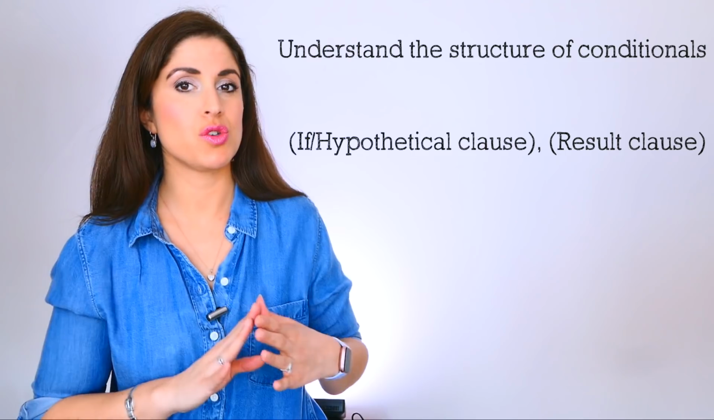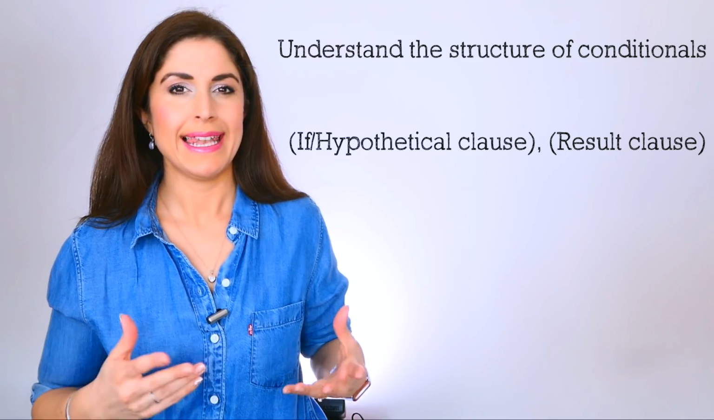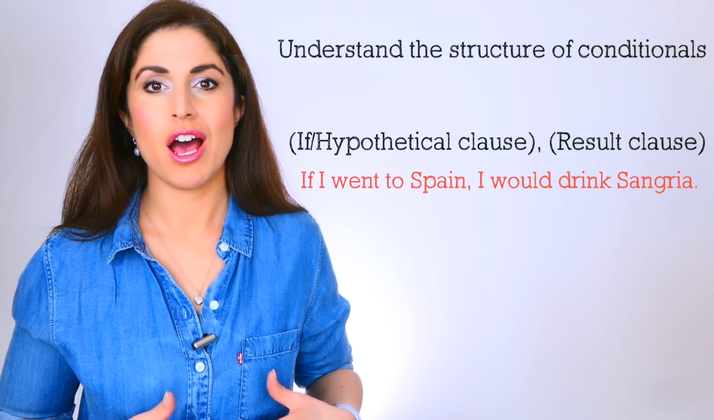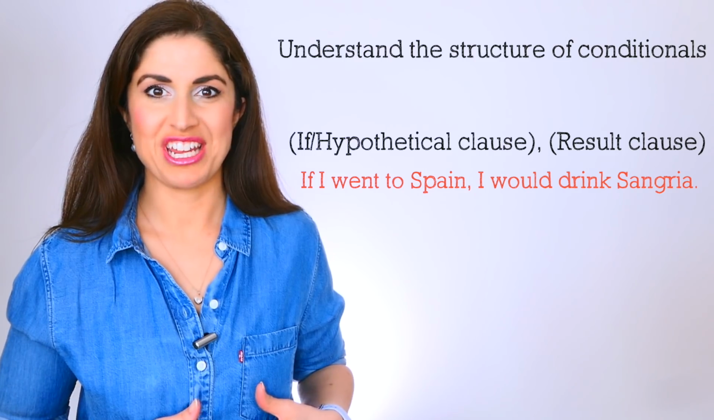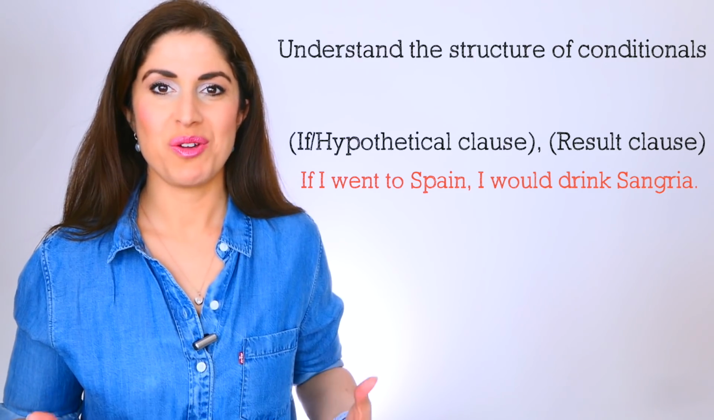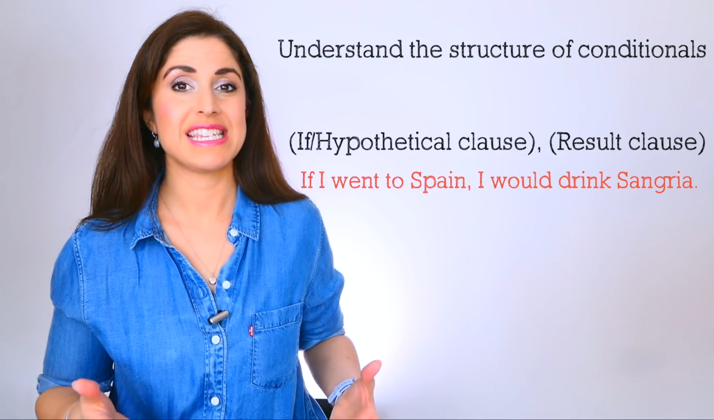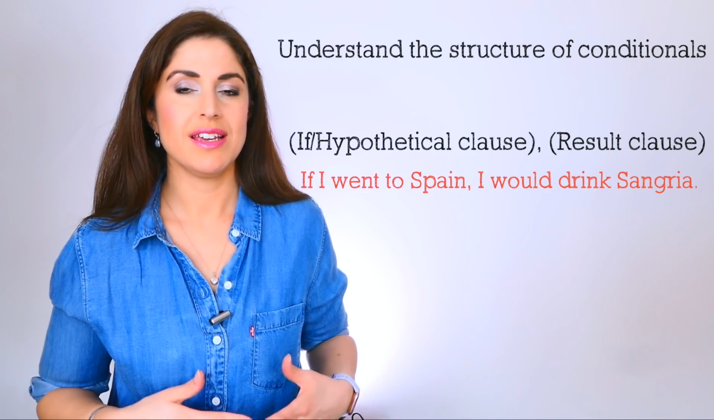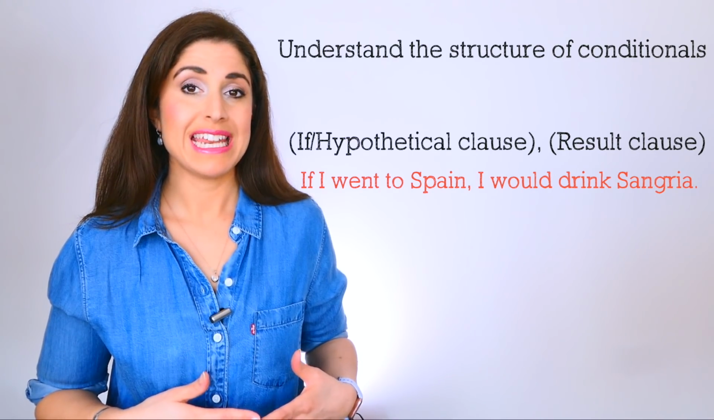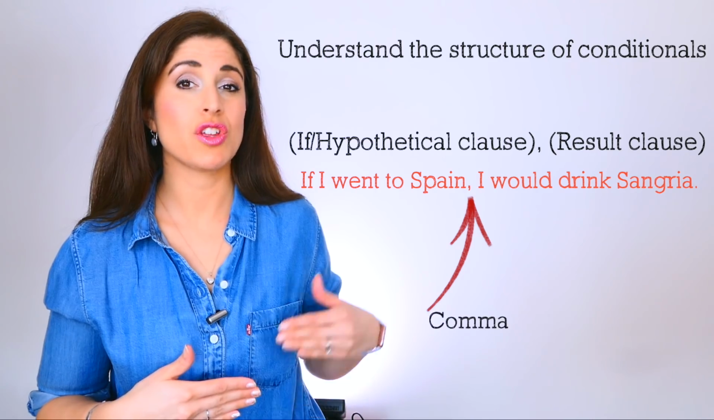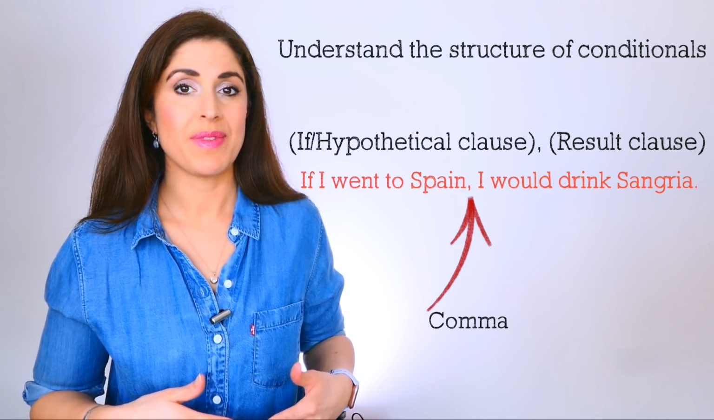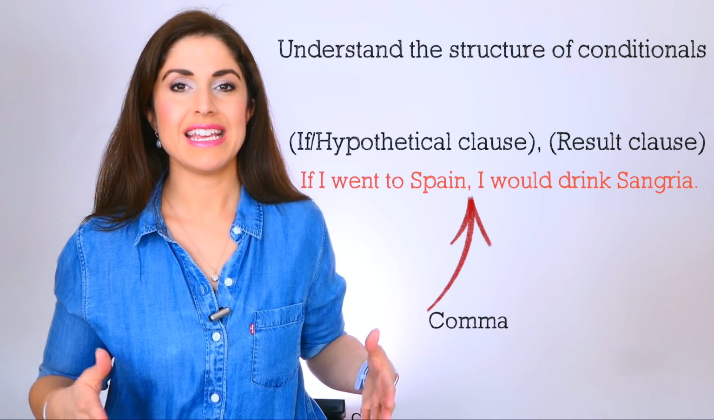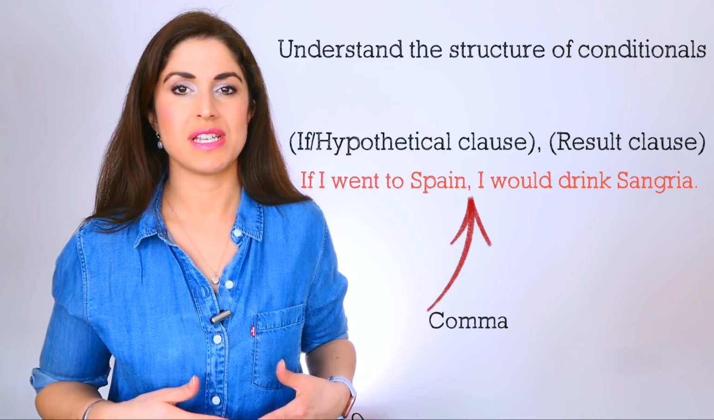Now, when it comes to separating those conditionals, let's have an example here. If I went to Spain, I would drink sangria. Now here you can see the if clause. If I went to Spain, I'm hypothesizing, I'm imagining a situation where I went to Spain. I need to have a comma, okay? So the comma comes after that clause. And then we'd have, I would drink sangria, full stop. That is generally the way we would use a conditional.